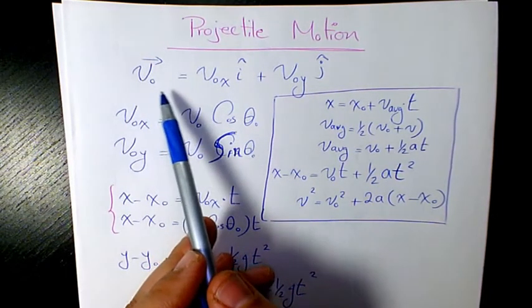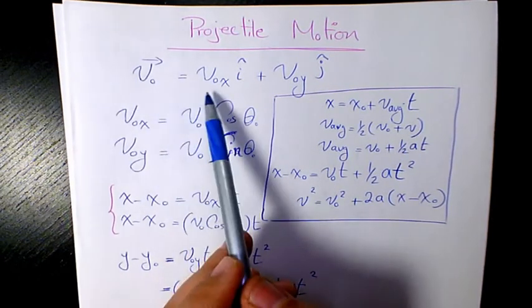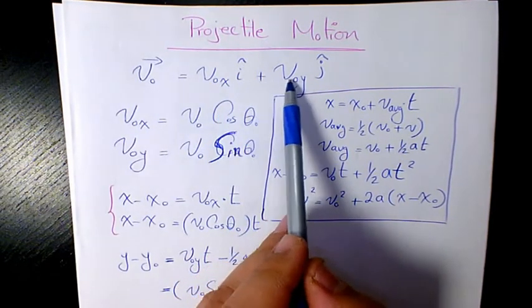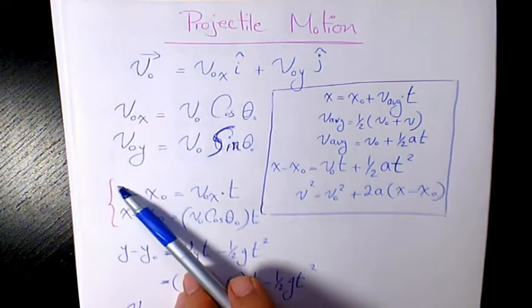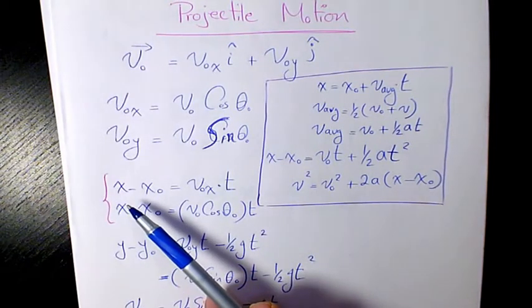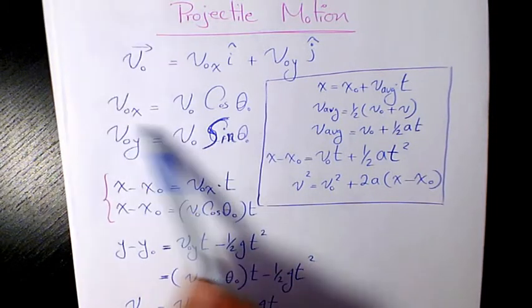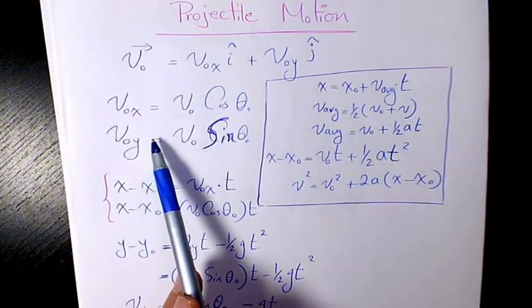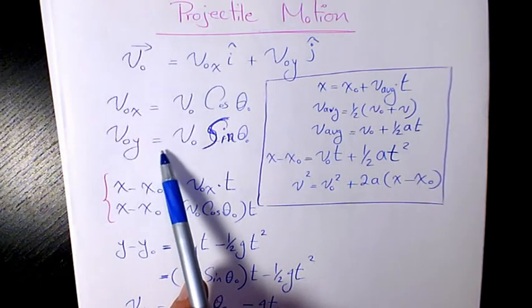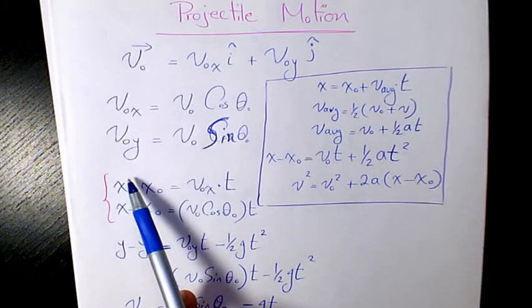The projectile is launched with an initial velocity v0, which can be written as v0 equals v0x i plus v0y j, so it can have components in both directions. The components v0x and v0y can be found if we know the angle theta between v0 and the positive x direction, using these two formulas: v0x equals v0 times cosine theta naught, and v0y equals v0 times sine theta naught.